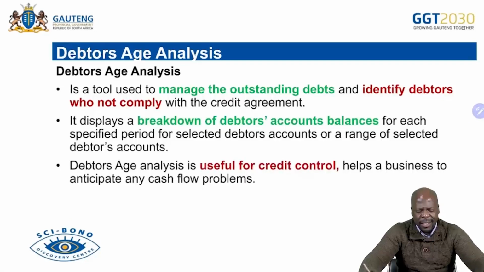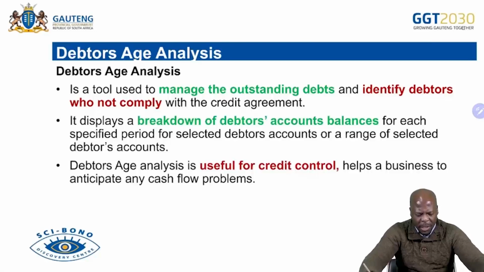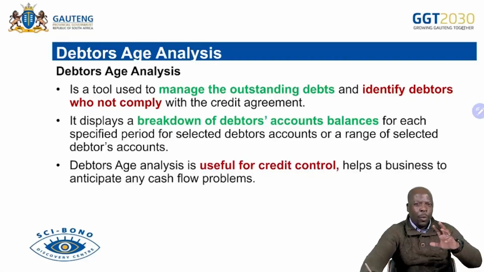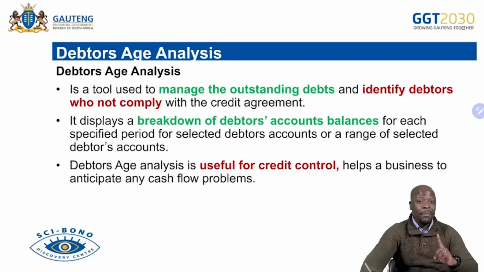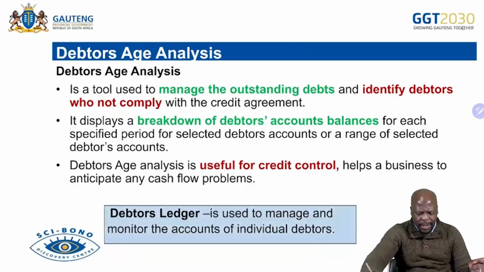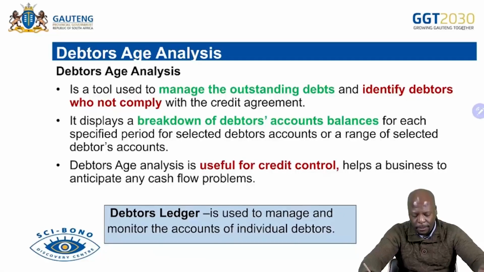The debtors age analysis is useful for what we call credit control. It helps a business to anticipate future cash flow problems. You can see the pattern with which your debtors are paying. Then you can anticipate that if the debtors continue to pay in this pattern, I will have cash flow problems. And therefore you can plan accordingly. But you can only do that when you employ the debtors age analysis. As well, the debtors ledger is used to manage and monitor the accounts of individual debtors.